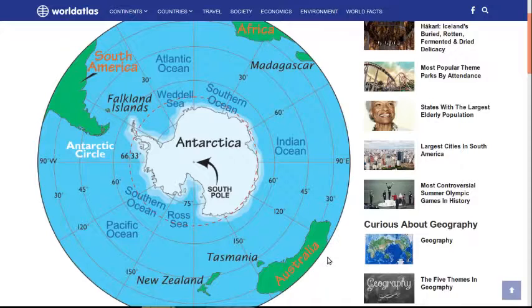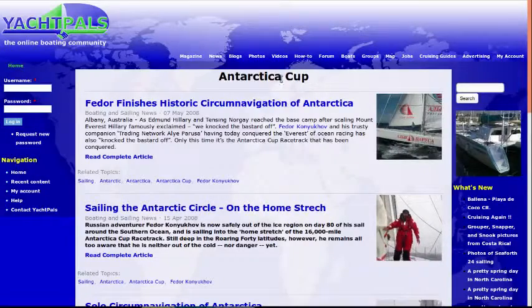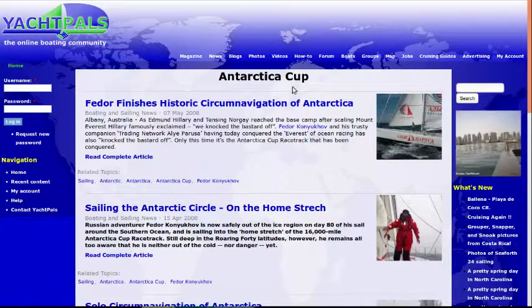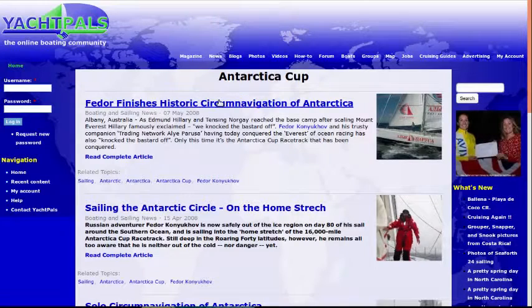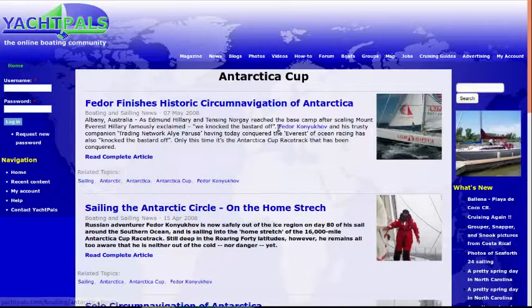If nobody has yet made the distance by plane or on foot across Antarctica, someone has made the circumnavigation, and I have a proof here. It is the Antarctica Cup. The Antarctica Cup has existed for more than 35 years, and there are men who have already made a circumnavigation of Antarctica, several of them, and the last one is Fedor, a Russian, named Fedor Konyukov.